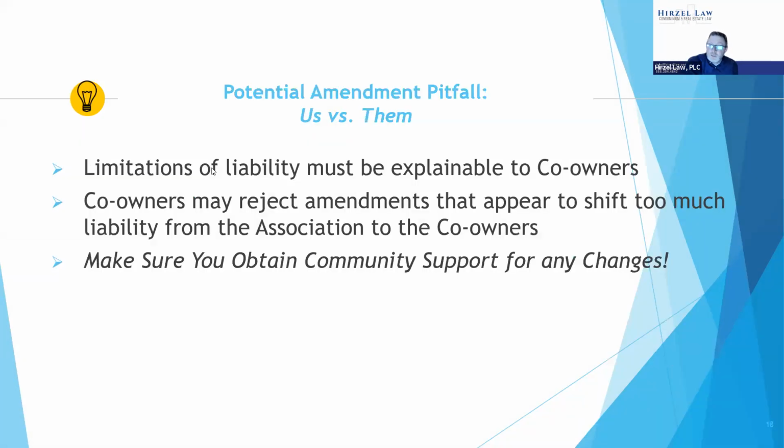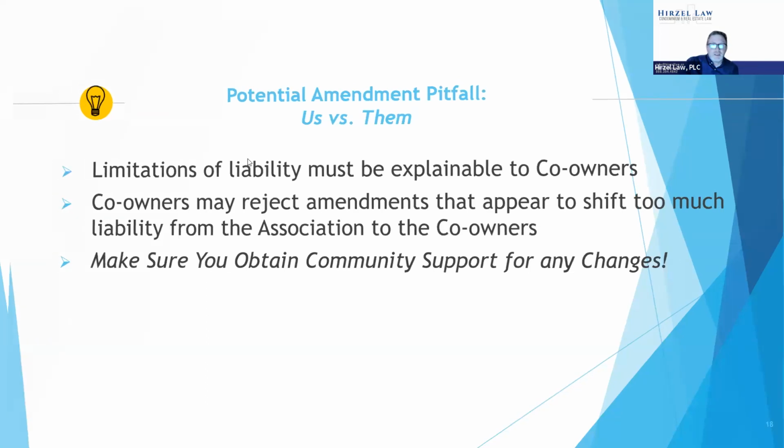However, this issue can be somewhat touchy because limitations of liability must be able to be explained to co-owners so they understand. Much like maintenance and responsibilities issues, if co-owners perceive that the association is unduly shifting responsibility for issues from the association to the co-owners, then co-owners may end up rejecting that no matter what the other amendments include, if that feeling is perceived. Ultimately, it goes back to the underlying tenor of make sure you obtain community support for any changes, especially with respect to limitations of liability.